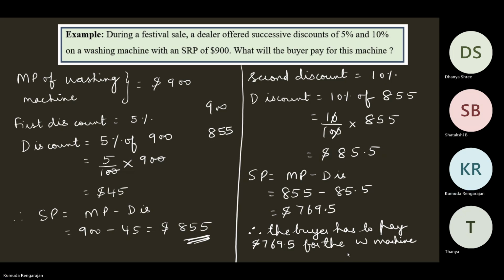So the mark price is 900, discount 5%. So find 5% of 900, which is $45. And 900 minus 45 is 855, the selling price.